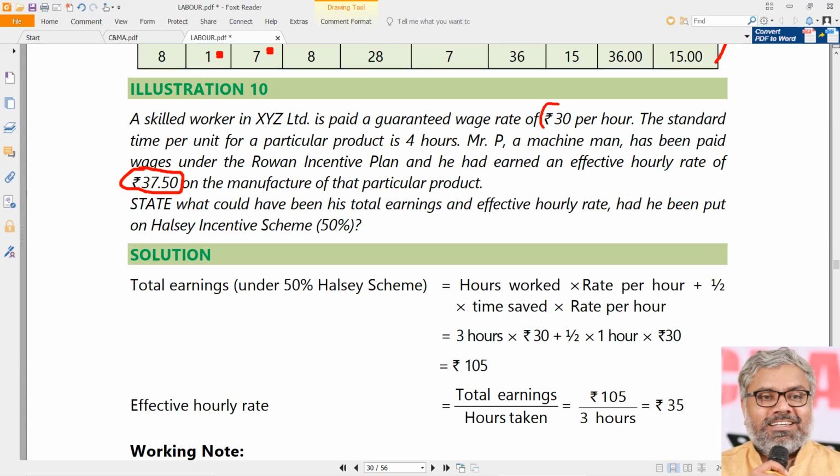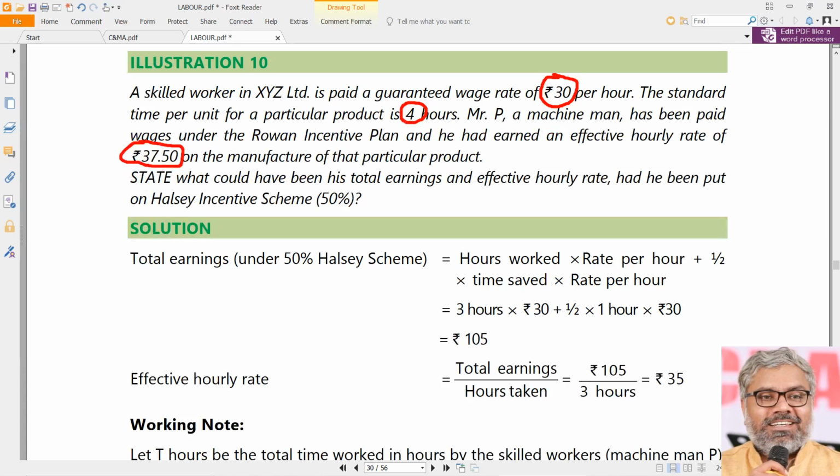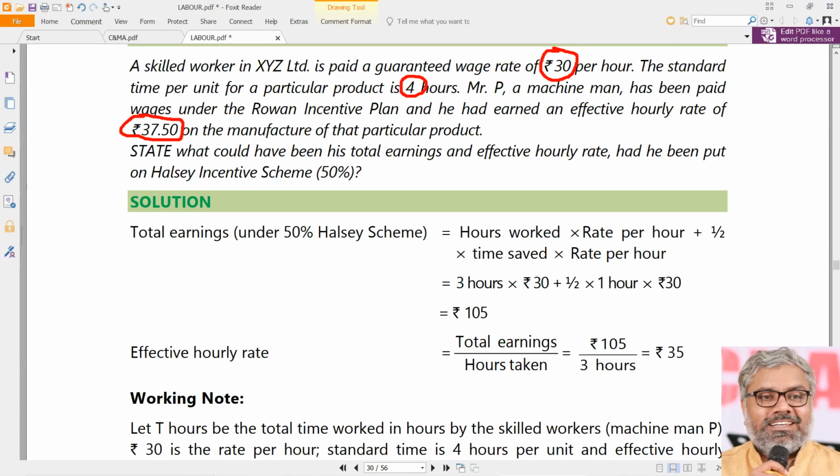Rate per hour is 30 rupees. Okay, that we know. And time allowed is given, that is 4 hours, that we know. But how much is time taken? How much is time saved? That we don't know. That we should first find out by taking the effective hourly rate of 37.5. What does the effective hourly rate of 37.5 mean?